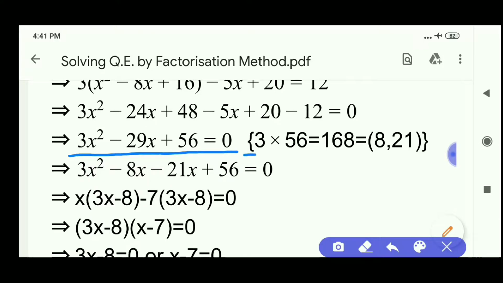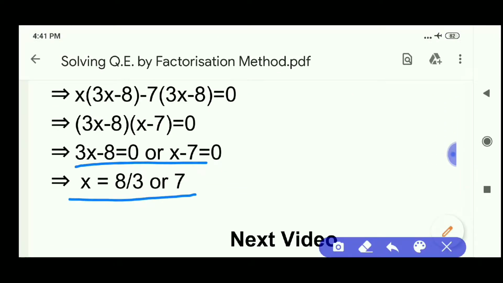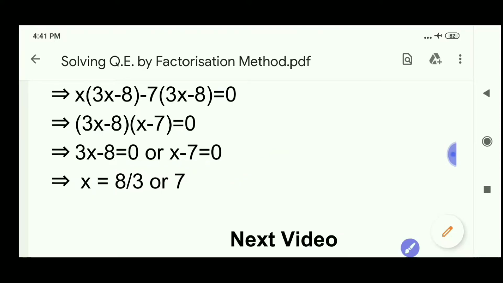Multiply the x square coefficient into the constant, 168. Factorize, select 8 comma 21, split, take common and simplify. You will get the answer 8 by 3 or 7.